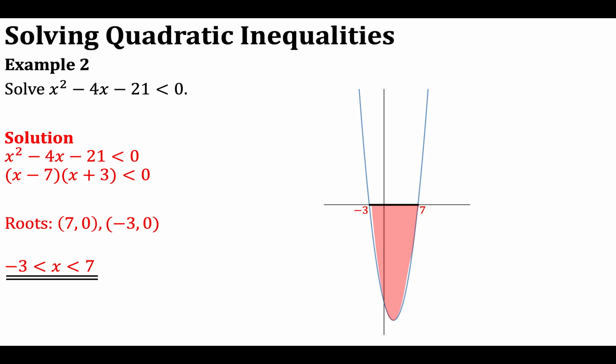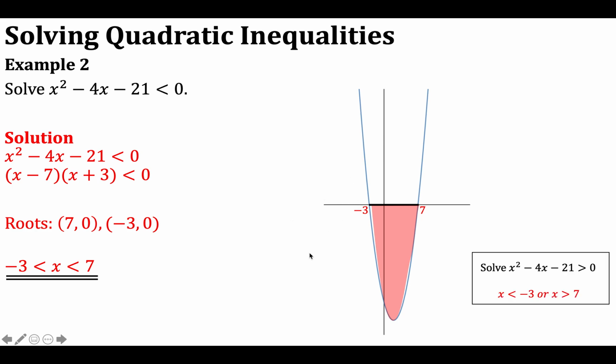And like I did with example 1, what if we'd been asked to solve x squared minus 4x minus 21 greater than 0? Well, that would then encompass values less than negative 3 or greater than 7. So you can see again the difference in the inequality there.